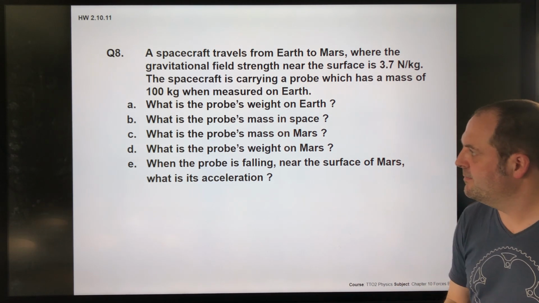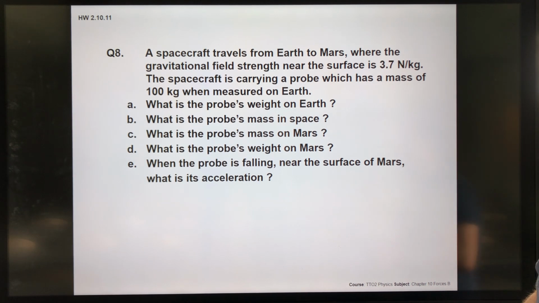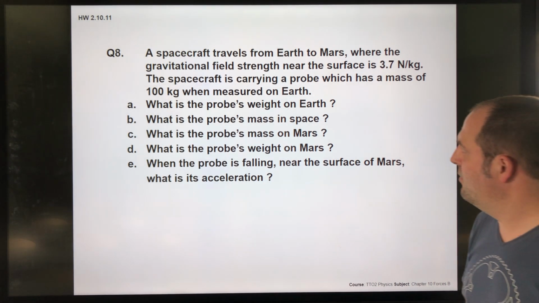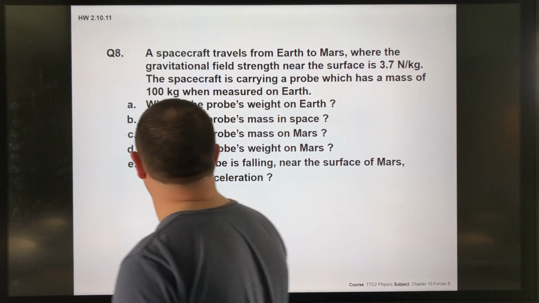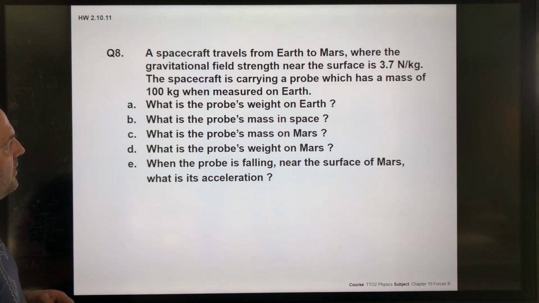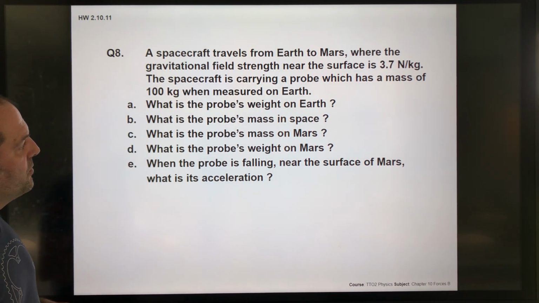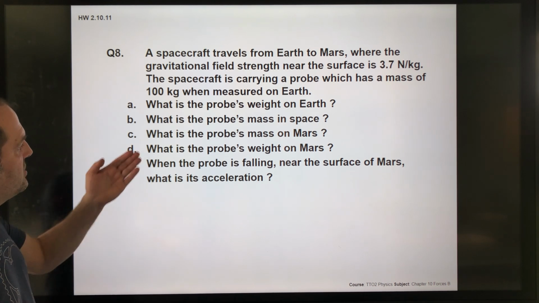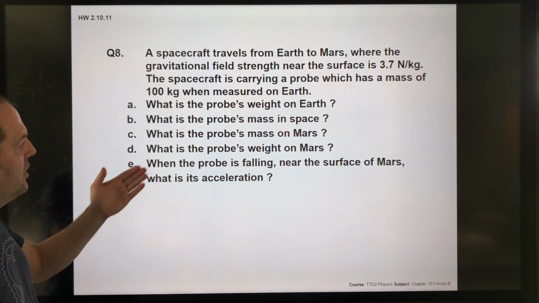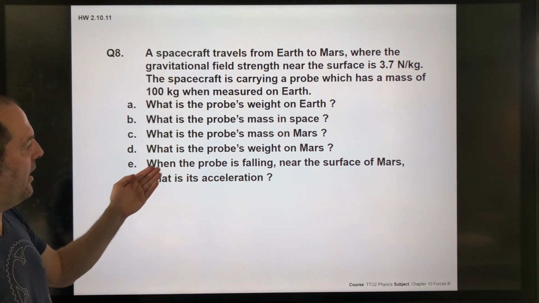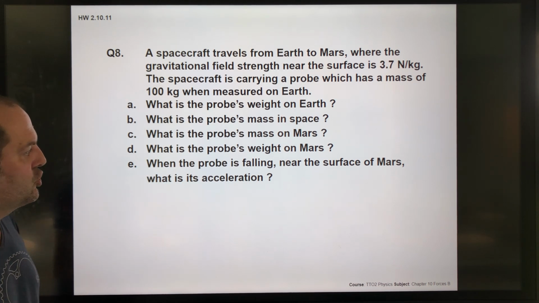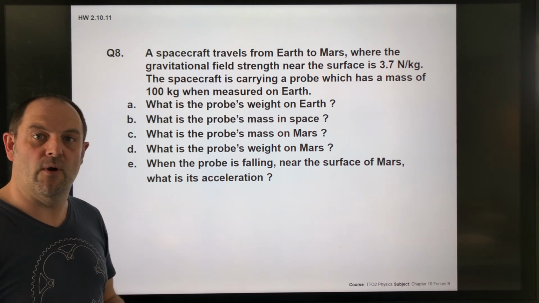Then we have question 8. A spacecraft travels from Earth to Mars, where the gravitational field strength near the surface is 3.7. The spacecraft is carrying a probe which has a mass of 100 kilogram when measured on Earth. Question A. What is the probe's weight on Earth? B. What is the probe's mass in space? C. What is the probe's mass on Mars? D. What is the probe's weight on Mars? And E. When the probe is falling near the surface of Mars, what is the acceleration?